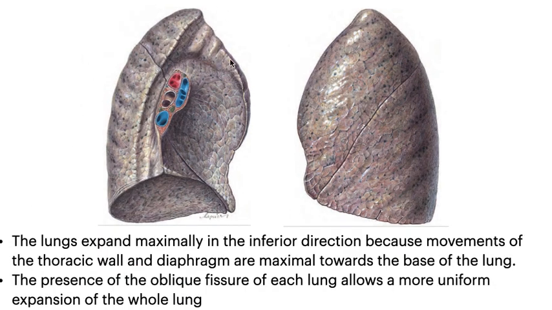The lungs expand maximally in the inferior direction because movements of the thoracic wall and the diaphragm are maximal towards the base of the lung. The presence of the oblique fissure of each lung allows a more uniform expansion of the whole lung.